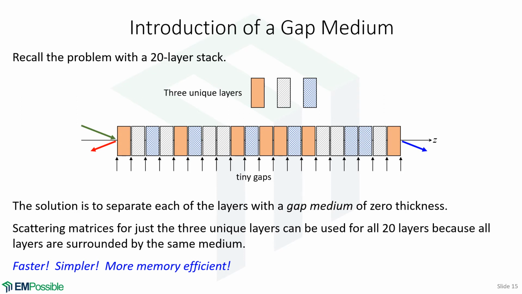Another cool thing happens. These now also become symmetric, right? Because it's surrounded by the same medium on each side. That means our S11 will be equal to S22, and our S21 will be equal to S12. We only have to calculate 2 of them. We only have to store 2 of them. So it's faster, simpler, more memory efficient. We can interchange however we want to. It's just better all the way around. So I think this is the proper way to do scattering matrices.